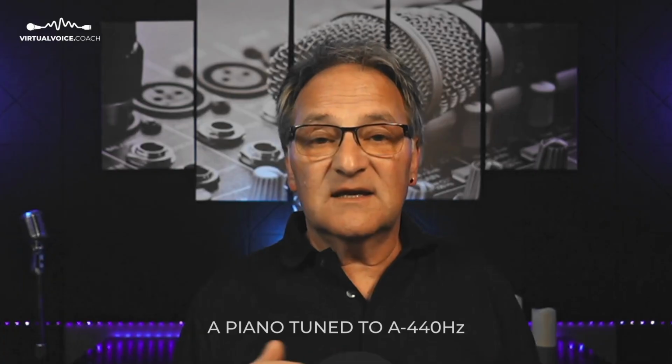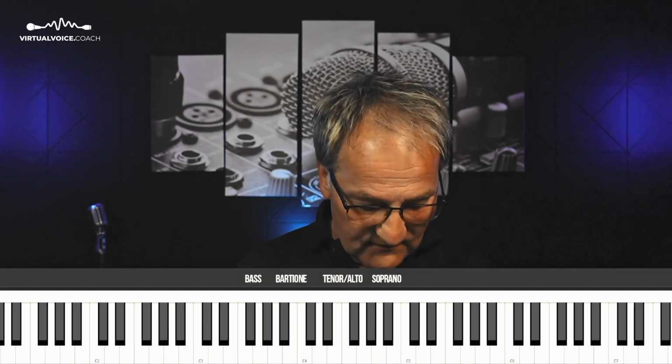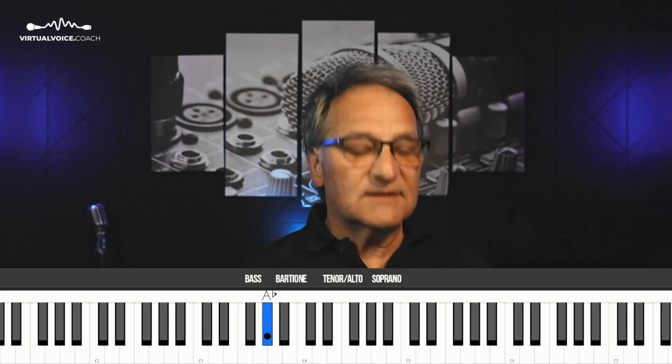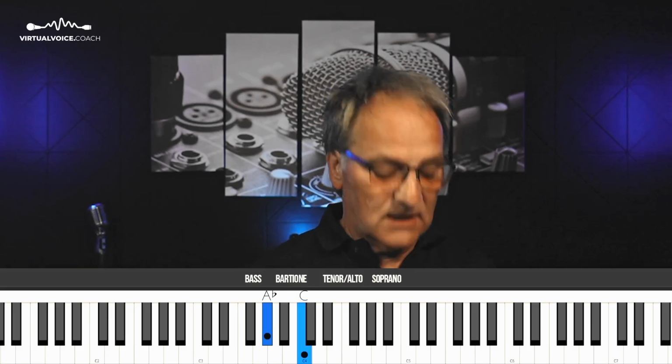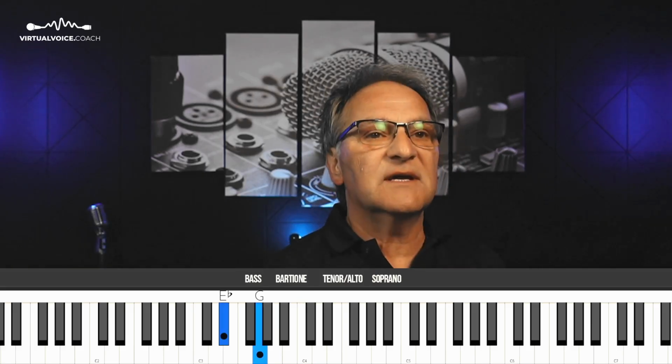What can we do to help us train accurate pitch? Well, one of the best tools we have for finding and keeping pitch is, of course, a tuned piano. Let me just show you my piano. Many of you have seen. Okay, so I have it labeled here. This, you can see, is the transition area right down here for a bass.